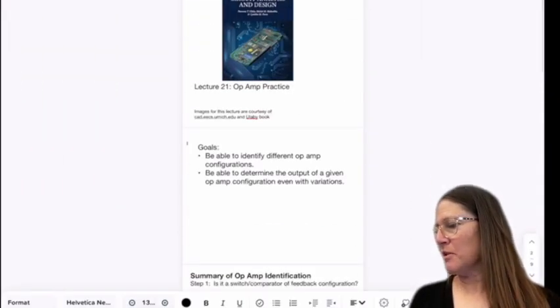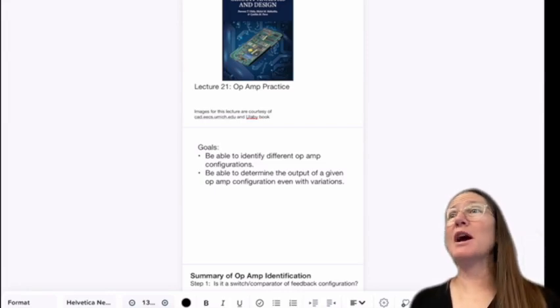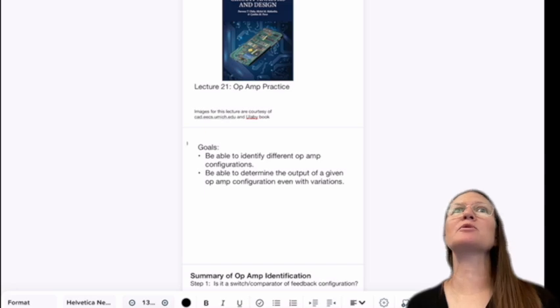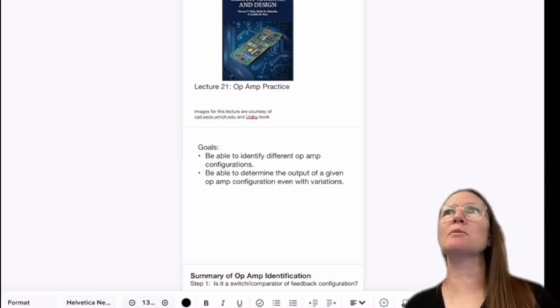So today we're just going to do practice. We're not going to learn any new concepts. We're just going to go through some practice problems with the op-amp.